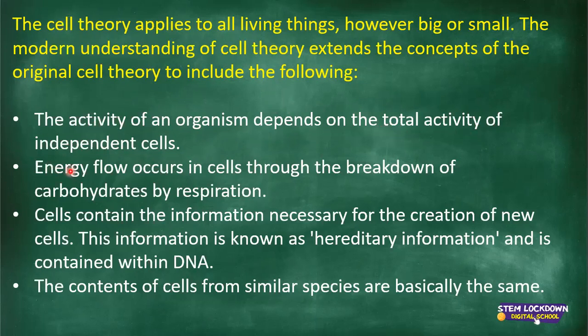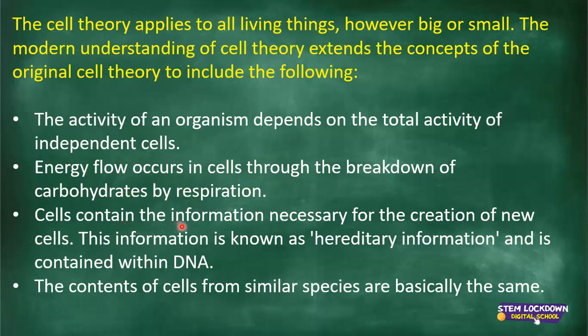And then energy flow occurs in cells through the breakdown of carbohydrates by respiration. With the process of respiration, you break down the carbohydrates so you can get energy, right? So we get energy from the foods we eat. Then energy flow occurs in those cells. You break down the food we eat, then the energy will flow and go to the necessary parts of your body where it is required.